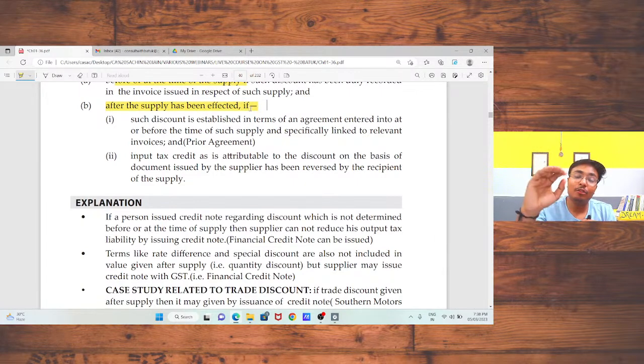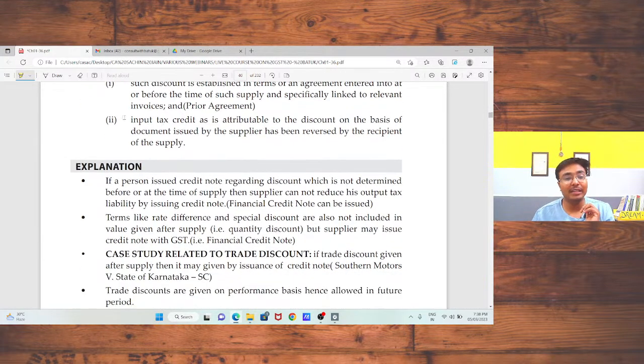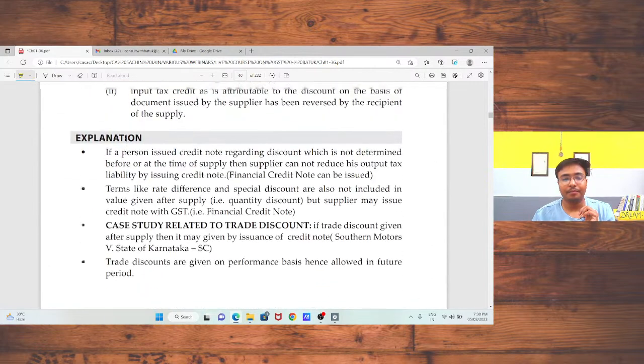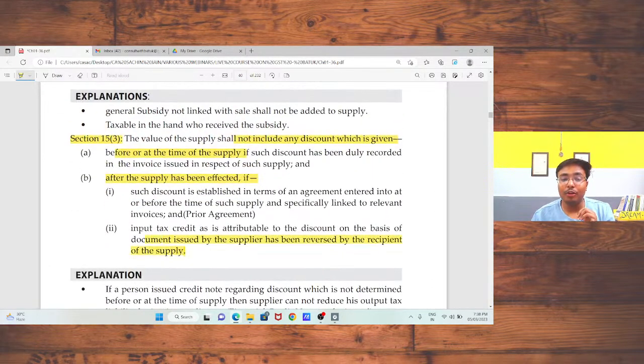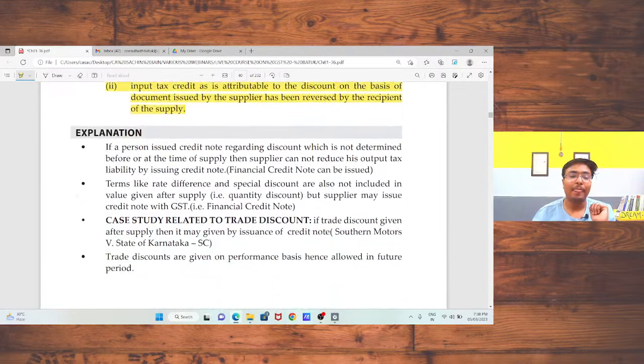So here that discount should be adjusted with the transaction value, or you may issue a credit note for that discount amount with the GST. That is, you need to issue the trade discount GST. Okay, sir. We will discuss what is meant by trade discount and what is the meaning of financial discount. But for now you just need to know that if the terms are decided at the time of supply or before the supply, in that case you may issue the credit note or you may adjust that discount figure with your taxable value post sales also. Okay, now the explanation.